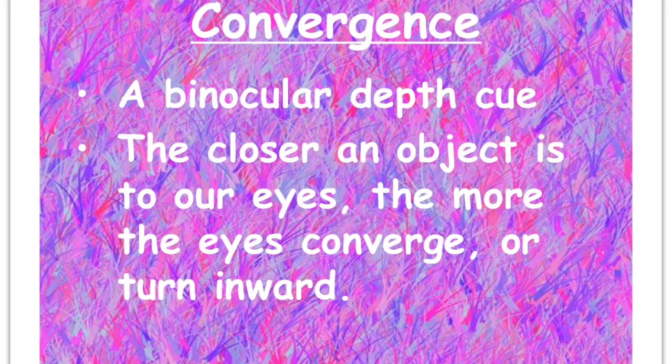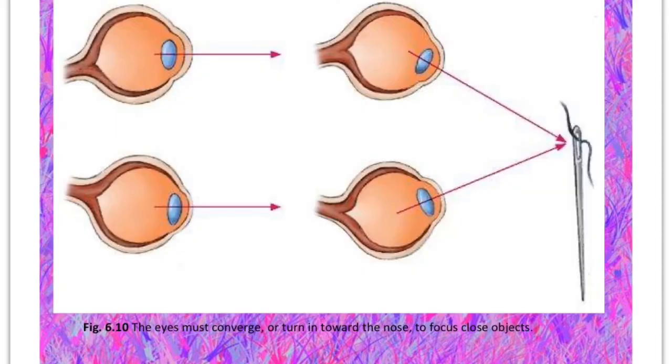Our eyes are converging on it. If something is further away, it's not doing that, as seen here. So in the back here, the eyes would look straight ahead at the stimulus. As you move this needle closer, the eyes will appear to converge inward or cross.